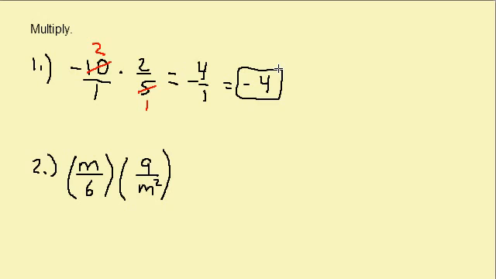Alright, let's take a look at number 2. m over 6 times 9 over m squared. Alright, so let's cancel what we can. So 3 goes into 6 and 9 evenly. So these cancel. 3 goes into 6 twice. 3 goes into 9 3 times. Now we have m and m squared. Here an m cancels, so we would be left with 1, and m. So we multiply numerators. 1 times 3 is 3. 2 times m is 2m.